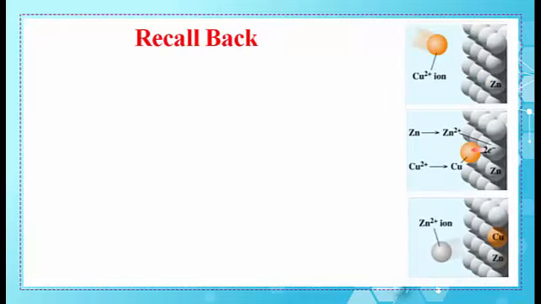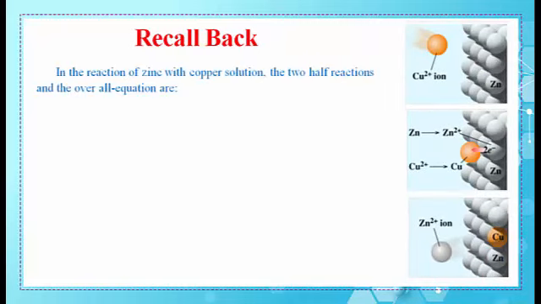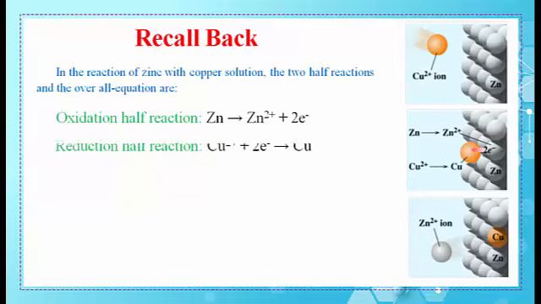Before we start our lesson, let's recall some information. In the reaction of zinc with copper solution, Cu2+, the two half reactions and the overall equation are: the oxidation half reaction is Zn undergoes oxidation by losing 2 electrons to give Zn2+, while the reduction half reaction is Cu2+ plus 2 electrons gives Cu.